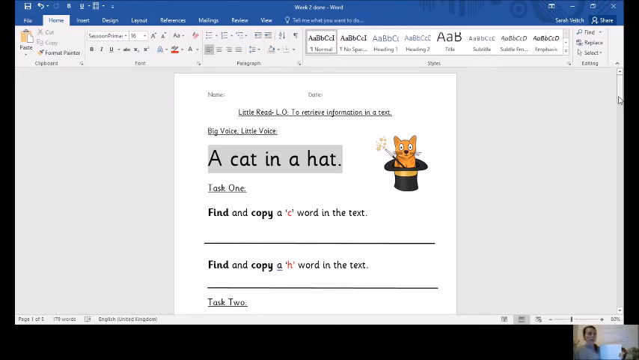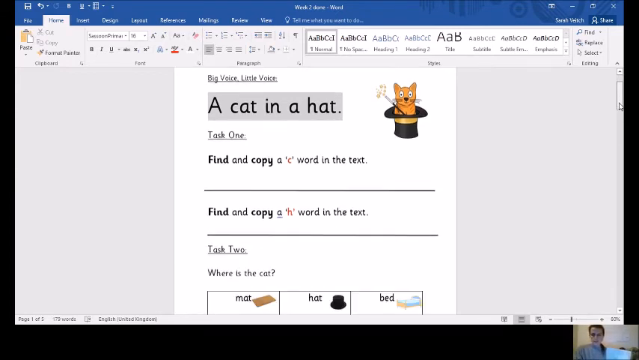Are you ready? H-a-t, hat. I think that the word that has our H sound in is hat. And I'm going to circle our H sound. So H-a-t, hat. Put your thumbs up if you agree. Super. So H-a-t is the word that begins with a H, and K-a-t is our word that begins with a K.